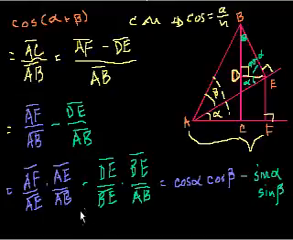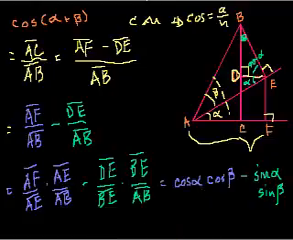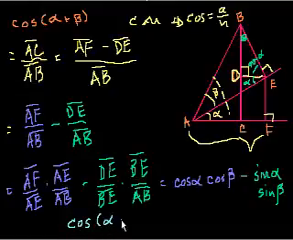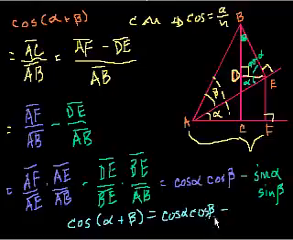So we have now learned. I'll rewrite everything in a new color. Okay, let me do it in light blue. So we now know that the cosine of alpha plus beta is equal to cosine of alpha times cosine of beta, minus sine of alpha times sine of beta.